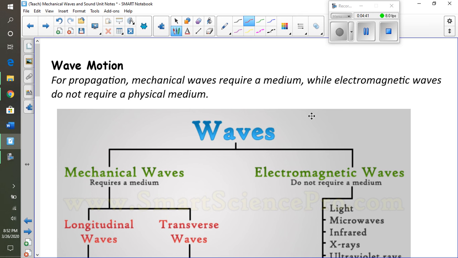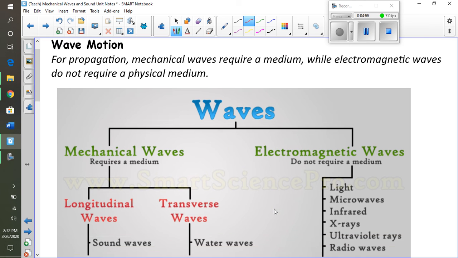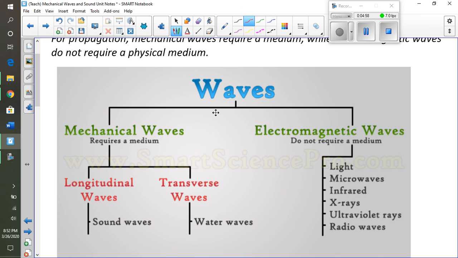The waves we're talking about here are mechanical waves, and they need a medium. They need something to travel through. Electromagnetic waves do not require a medium. This graphic here does a nice job of showing this. Waves are broken up into mechanical waves and electromagnetic waves. Mechanical waves are either longitudinal or transverse, with a couple examples here, and they require that medium. Electromagnetic waves do not require a medium. That's like light, microwaves, infrared, X-ray, all the different bands of EM radiation.